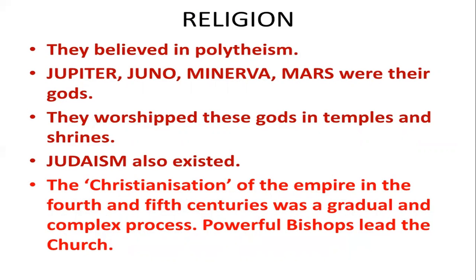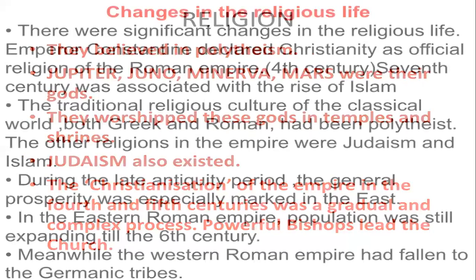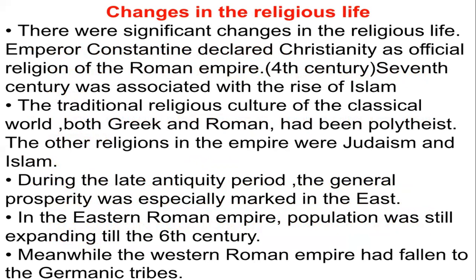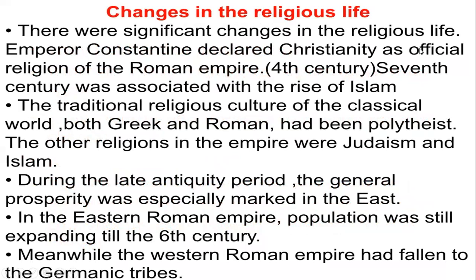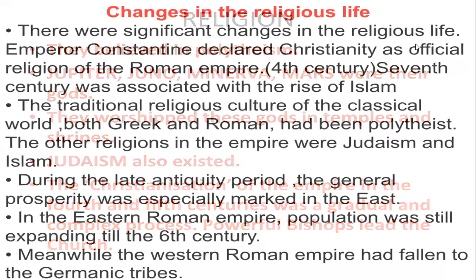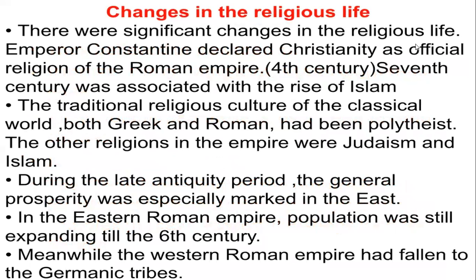The Christianization of the empire in the 4th and 5th century was a gradual and complex process. Powerful bishops led the church. There were significant changes in religious life as Constantine declared Christianity the official religion of the Roman Empire. The traditional religious culture of the classical world had been polytheist, and other religions in the empire were Judaism and Islam.